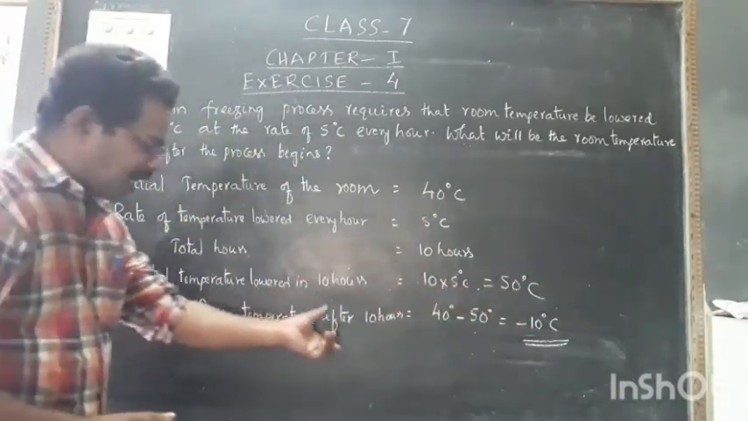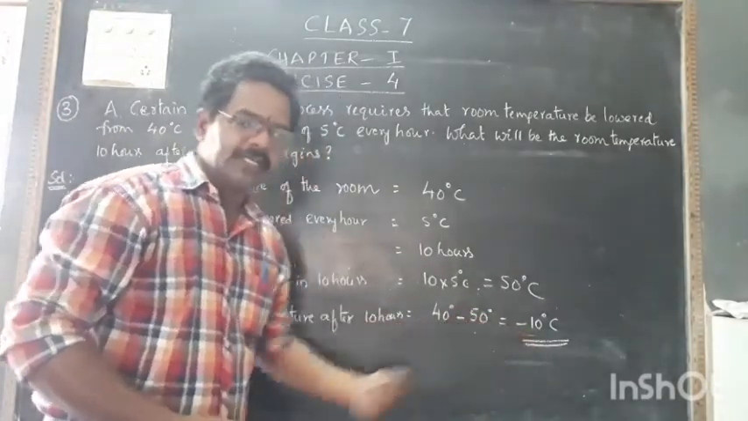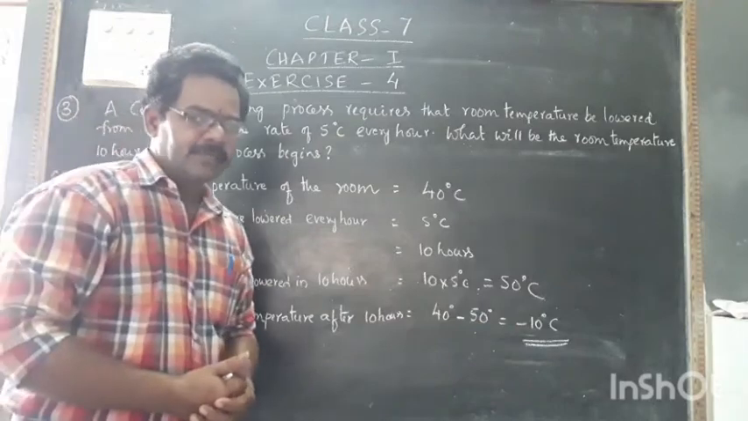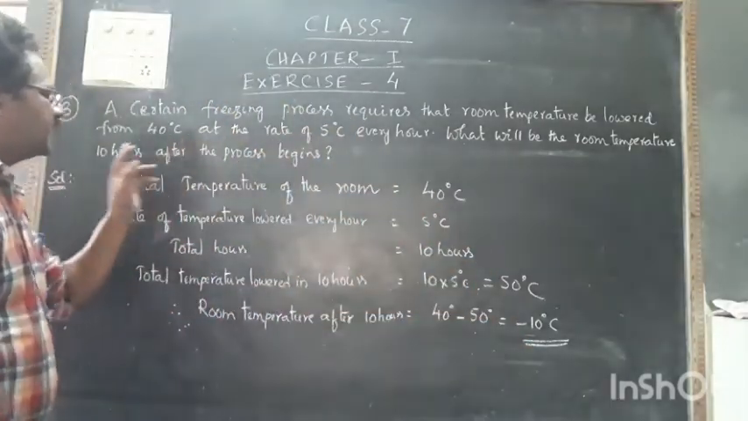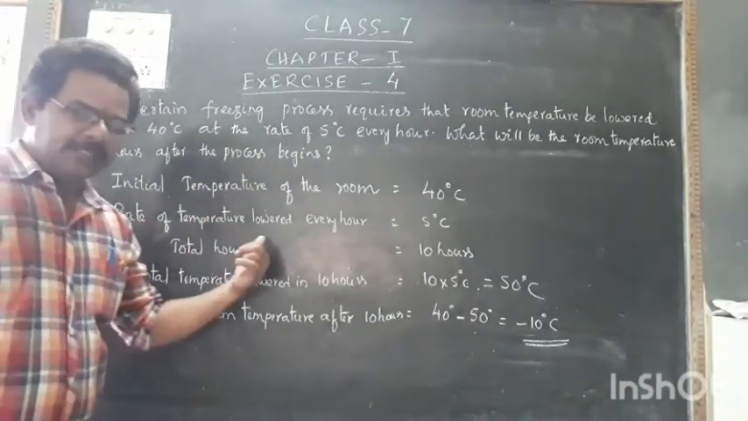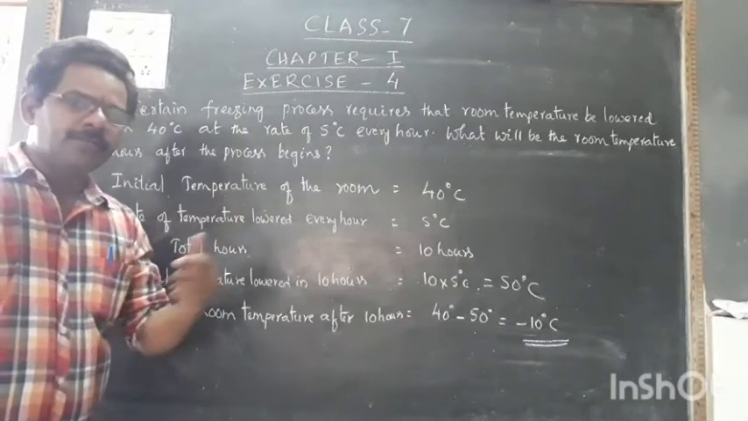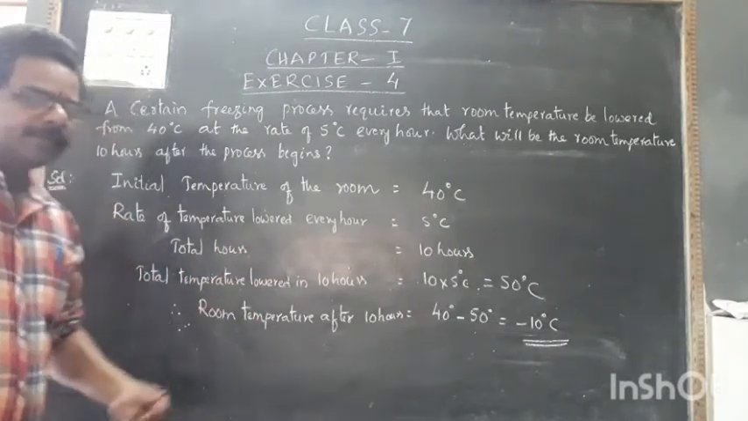So room temperature after 10 hours is equal to 40 degrees minus 50 degrees, that is equal to minus 10 degrees. Okay. So minus 10 degrees centigrade is the room temperature 10 hours after the process begins. Please note down this one. Pause the video and note down the sum. Then we shall go for the second sum.